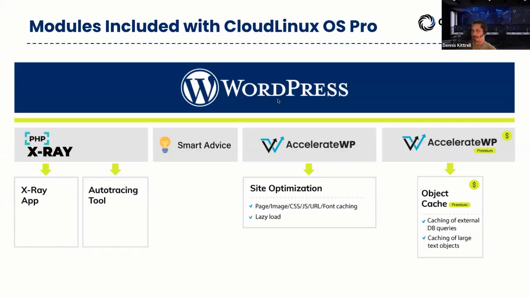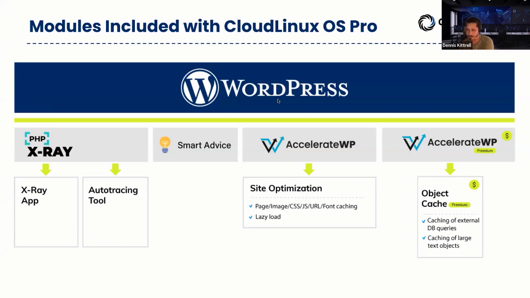So this is the history. This is everything that we've built so far and what we're planning on building. So I mentioned the PHP X-Ray. That was released back in Q4 of last year. The Smart Advice is a utility that actually takes data from PHP X-Ray and recommends whether or not to install any of the plugins available in Accelerate WordPress.